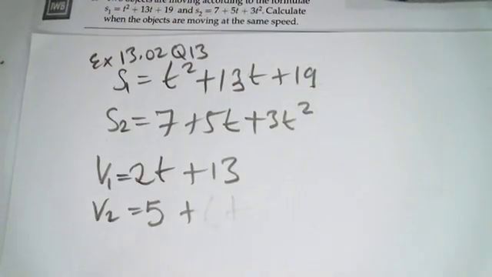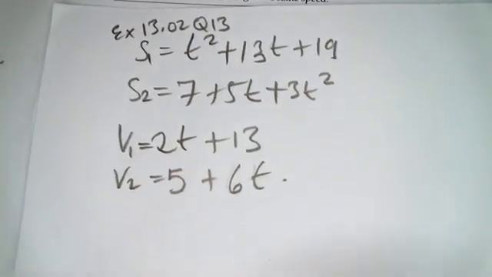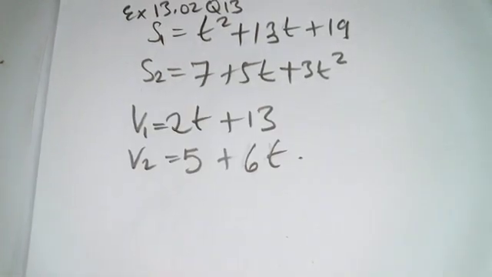I've just been doing this all day. That's no good. 3 times 2 is 6t. There we are. Sorry, I'm making mistakes. I don't mean to.